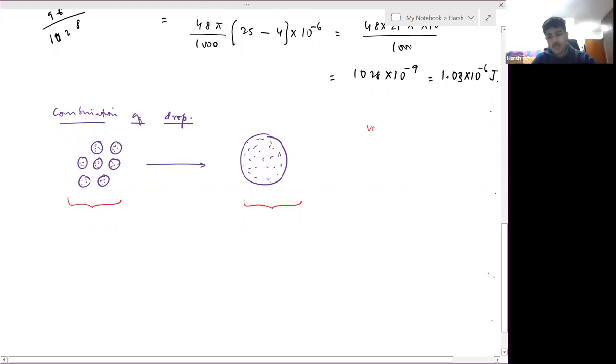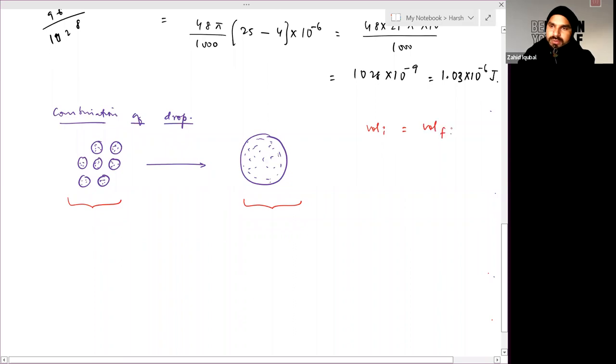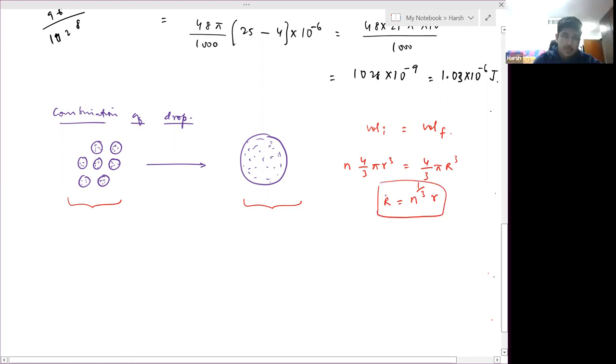First we can say volume of object initial and volume of object final must be equal according to conservation of matter. Initial volume is 4 by 3 pi r cube, and since we have n number of drops, multiplied by n, it must equal 4 by 3 pi R cube. So 4 by 3 pi cancel out, so capital R will be equal to n to the power 1 by 3 times small r. Is it clear? Yes, sir.